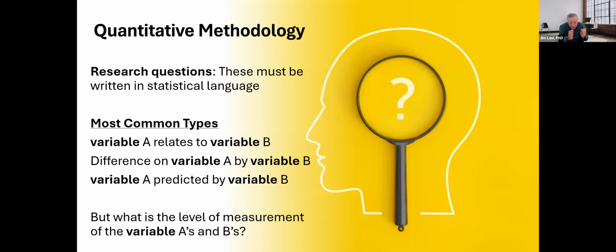The next one: are there differences on A by B? Differences? So we're really in kind of t-test land, ANOVA land, MANOVA land, okay? So when we're looking at differences, you're in ANOVAs, MANOVAs, t-test kind of business.